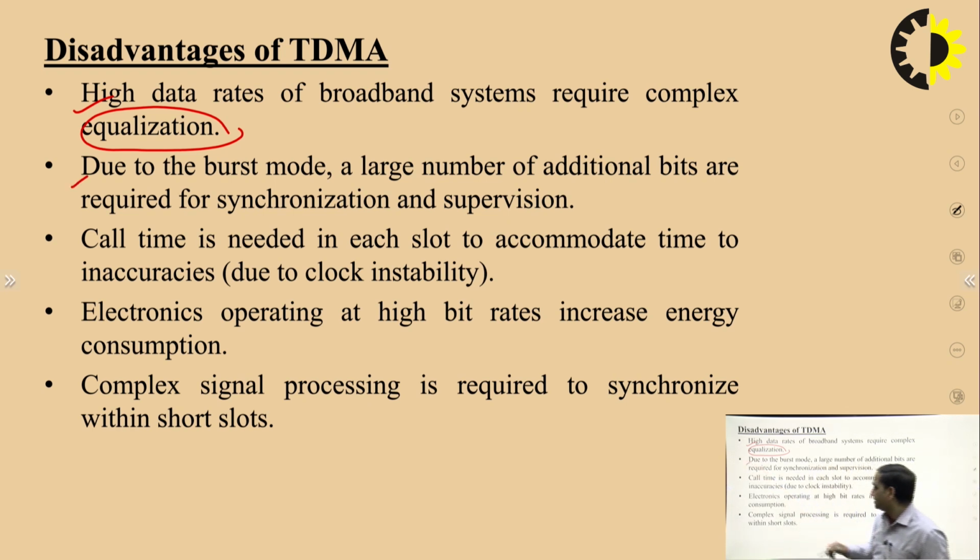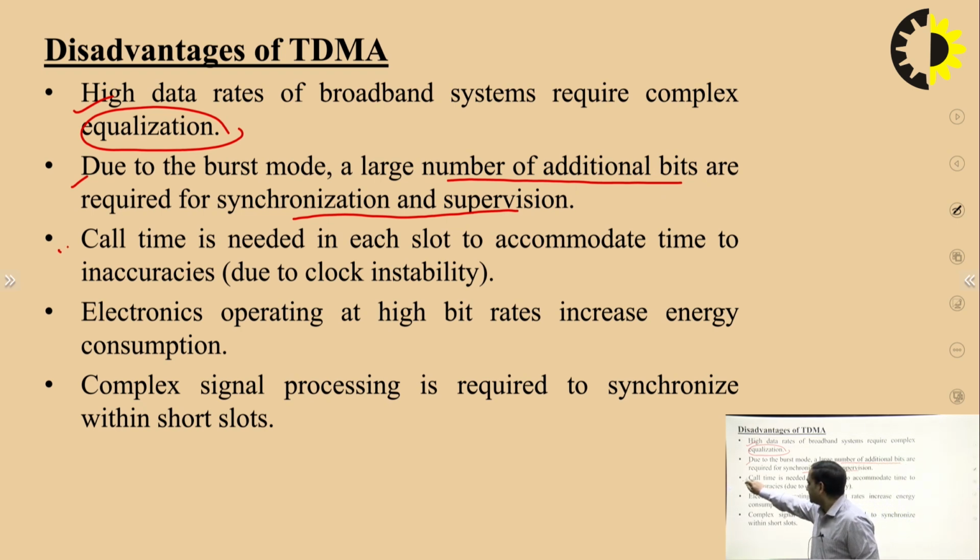Due to the burst mode, a large number of additional bits are required for synchronization and supervision. So extra bits are required for synchronization purposes. But when we talk about the FDMA system, we require one clock for the transmitter and for the receiver, but this doesn't happen in the case of the TDMA system.